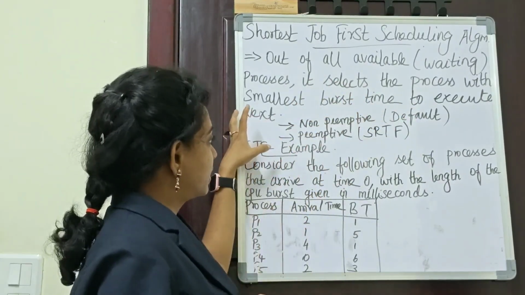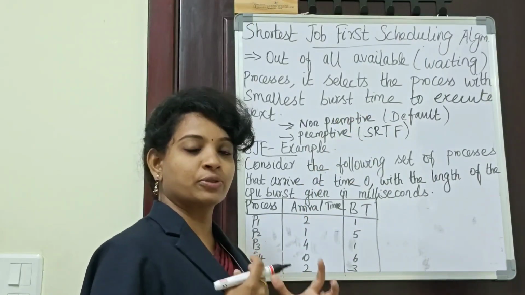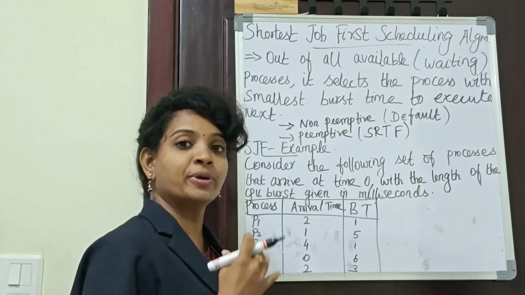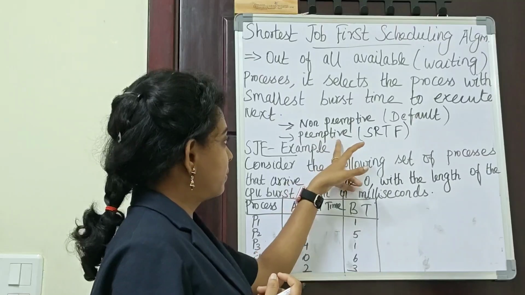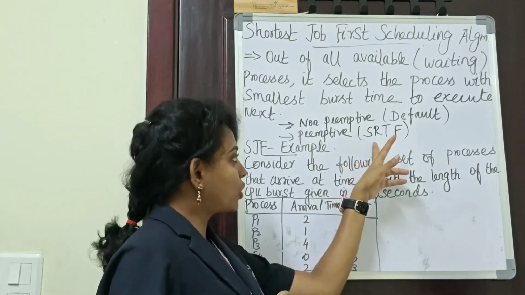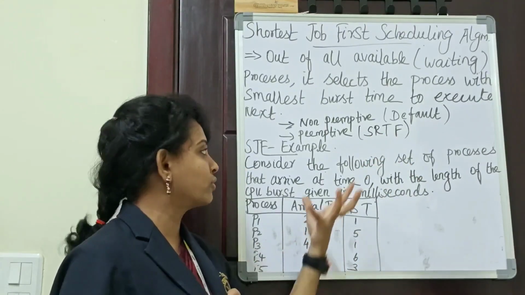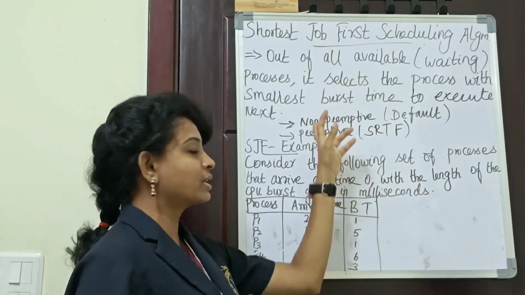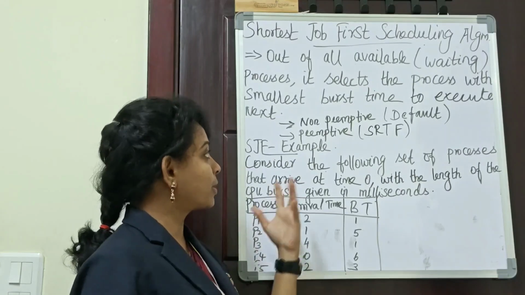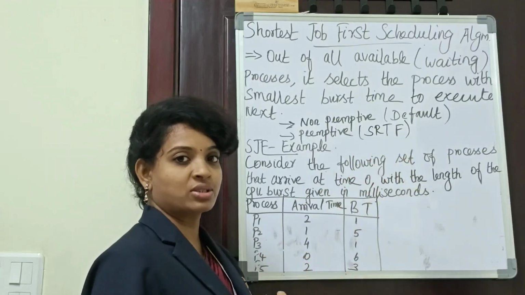Here by default it is a non-preemptive scheduling. Non-preemptive scheduling means if some process is executing in the CPU, that process will not be forcefully removed. The preemptive version of shortest job first scheduling, we call the shortest remaining time first scheduling algorithm. By default we use this algorithm in its non-preemptive version, but you can also have the preemptive version, which is called shortest remaining time first.